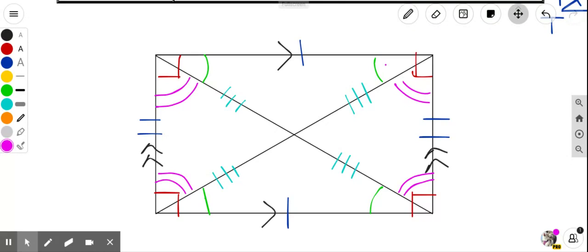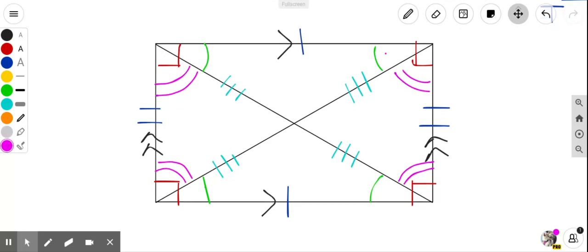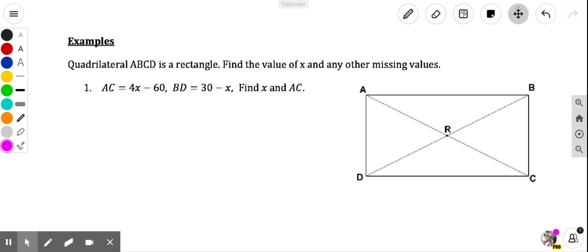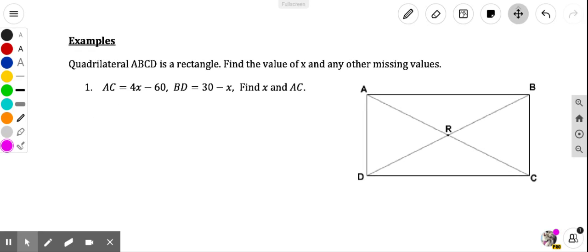We're going to do just a few examples, I think just 3 examples that are similar to the ones that you're going to do on your practice. It says quadrilateral ABCD is a rectangle. Find the value of x and any other missing values. The first thing you want to do is label the picture. Notice it says AC is 4x minus 60, so that's this whole thing, and then BD is this whole thing.